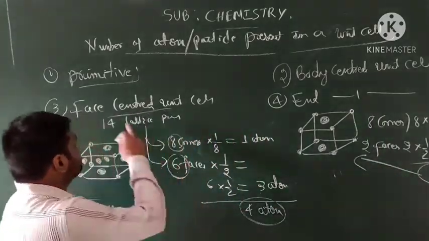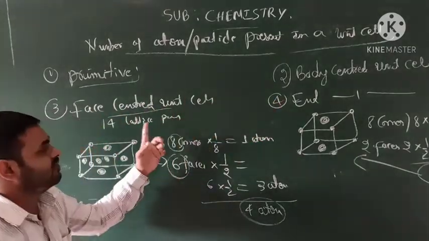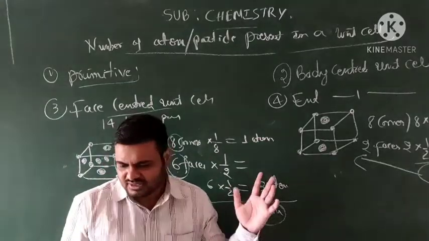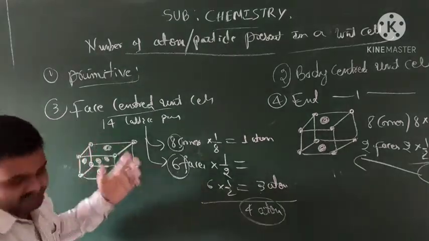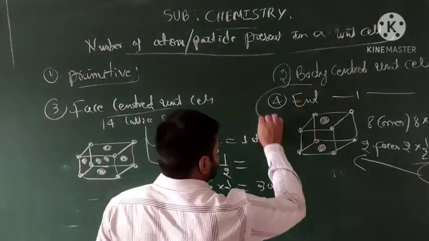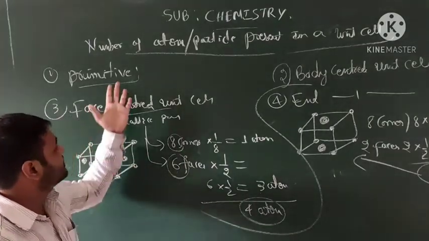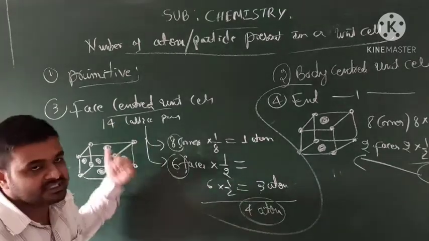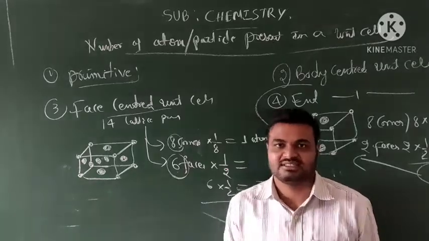Okay students, this is about primitive: 1. Body center: 2. Face center: 4. End center: 2 atoms are observed. In our examination, any of these 3 types of questions will be asked. Explain how many atoms are present in a primitive unit cell, or a face centered unit cell. You can understand this, this is the term you get. Okay, students.